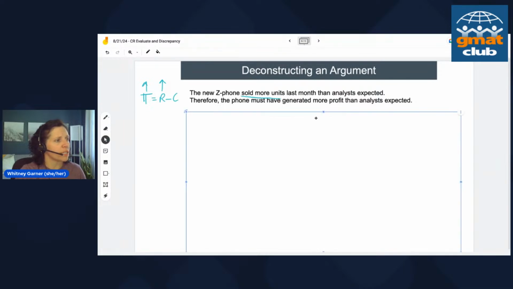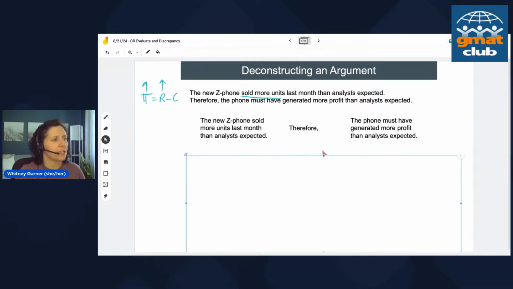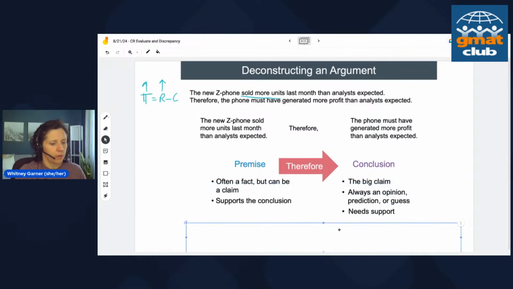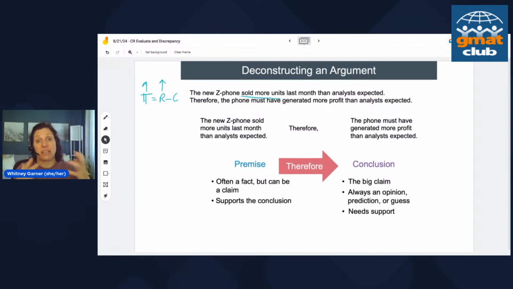And so if we were to start to deconstruct this argument, we might see it as, okay, I think that this is true, premise, therefore conclusion. So we can often map it in this space: premise, therefore conclusion. Premise, it's a fact, maybe it's a claim, but it's something that the author is stating that supports the conclusion. And then there's our conclusion, this big claim.